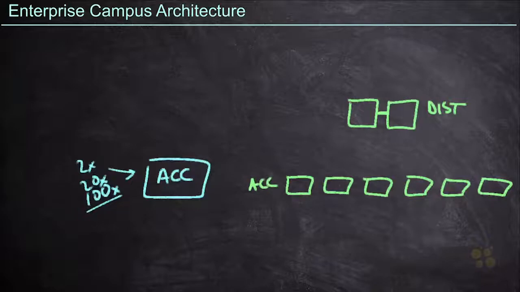So down here, the access layer, they're going to connect into this distribution layer. So there's the switch on the left here. We're going to connect this up to one of the distribution switches. But again, as we just discussed, we want redundancy. And so we're going to connect this up to the second distribution switch as well.